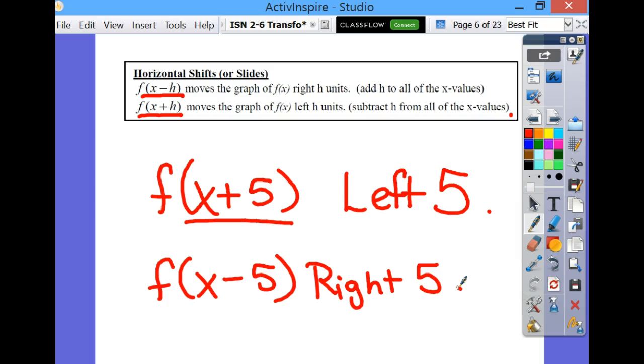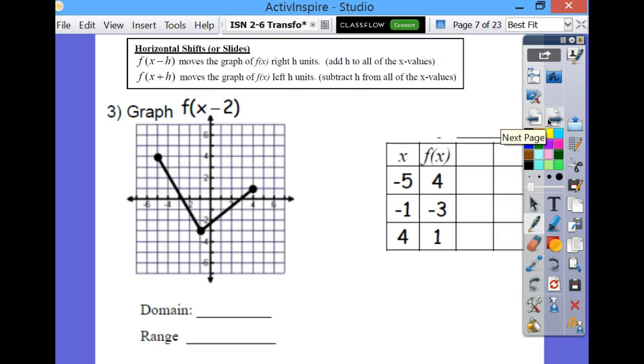So, let's look at this next example. This is x minus 2 in parentheses. If it's in parentheses with the x, it's going to act on the x. It's either going to move it left or right. So what's it going to do? Instead of moving it to the left like you would think, this is going to move to the right 2. This is going to be my transformed graph.